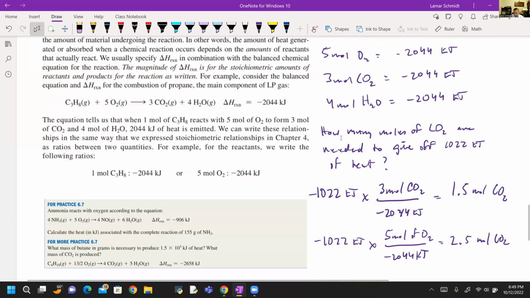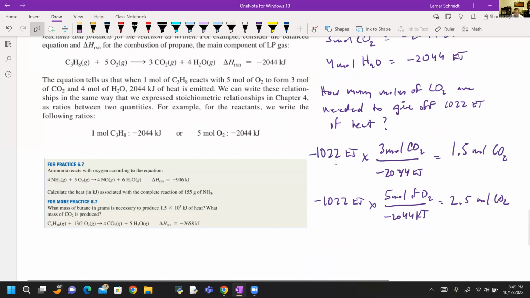So if I asked you a question like how many moles of carbon dioxide are needed to give off 1,022 kilojoules of heat, well, I know if I'm giving off heat that it's losing heat, so that's why I put negative 1,022 kilojoules, and then notice my ratio. Negative 2,044 kilojoules equals 3 moles of carbon dioxide. Notice where I'm getting 3 moles of carbon dioxide, negative 2,044 kilojoules. And so that's how we're doing it. If you did that calculation, you would get 1.5.